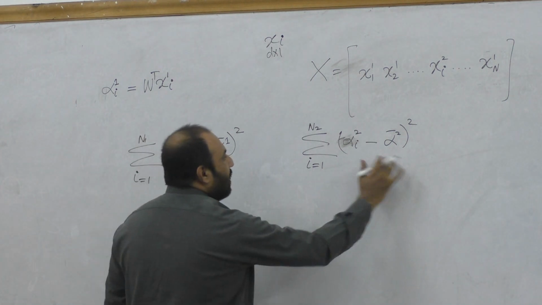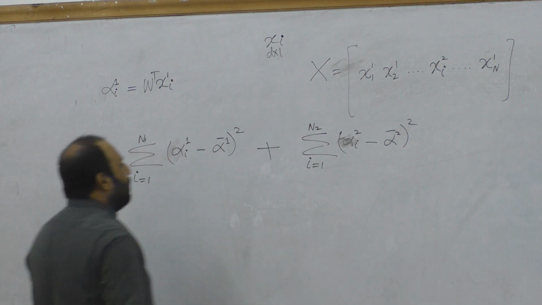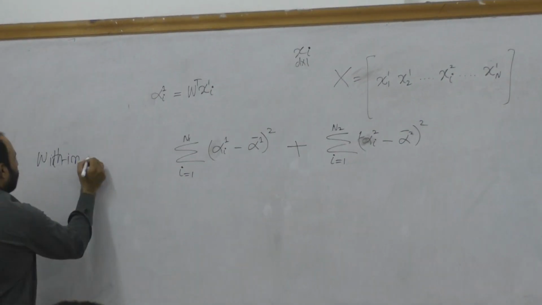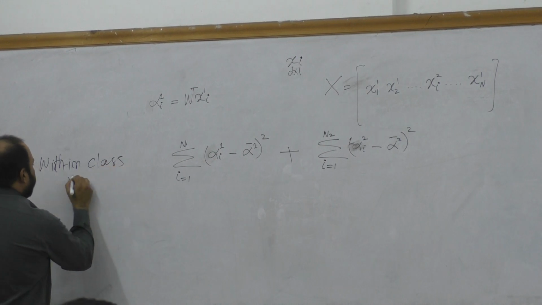This is the variance of class 2. I want the sum of it to be minimum. This is called within class variance.